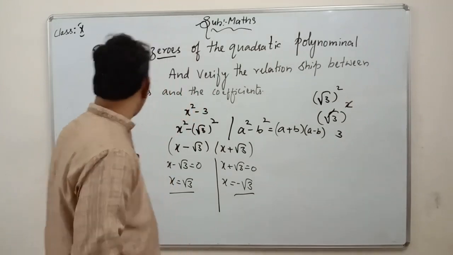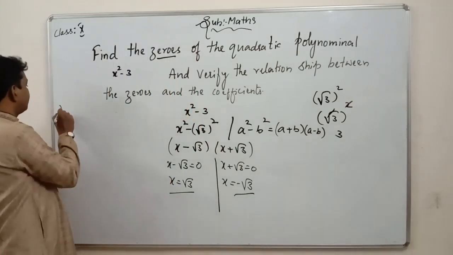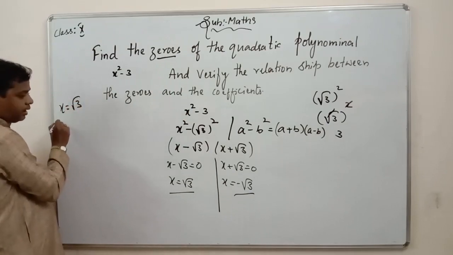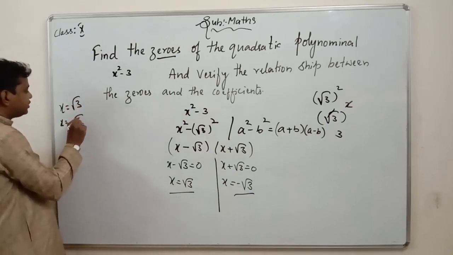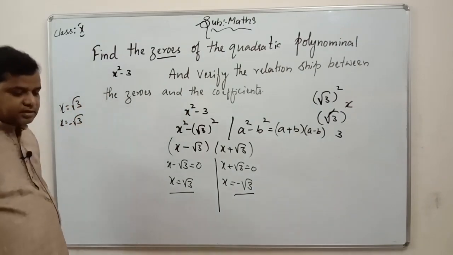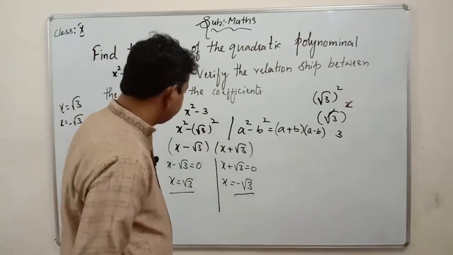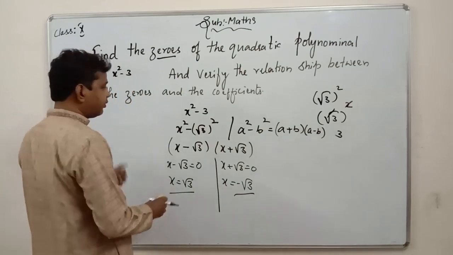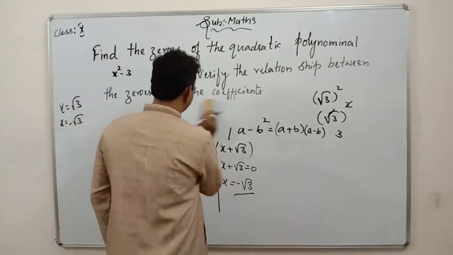Now let us see, x equals root 3 and x equals minus root 3. Okay, I copied. I will erase it because we have to go for the relations now.